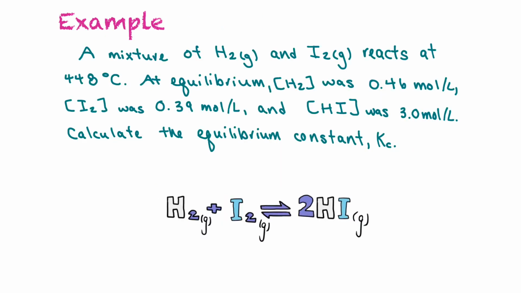So once we know the equilibrium concentrations of our products and reactants, we can calculate the value of K. In this example, a mixture of hydrogen gas and iodine in gas state reacts at 448 degrees Celsius. At equilibrium, the concentration of hydrogen was 0.46 moles per liter, the concentration of iodine was 0.39 moles per liter, and the concentration of hydrogen iodide was 3 moles per liter. We're being asked to calculate the equilibrium constant Kc.